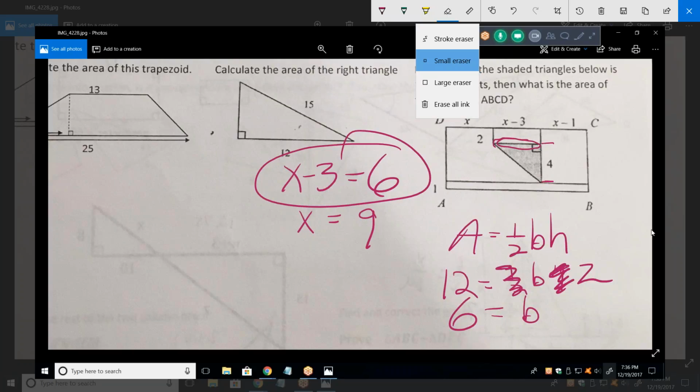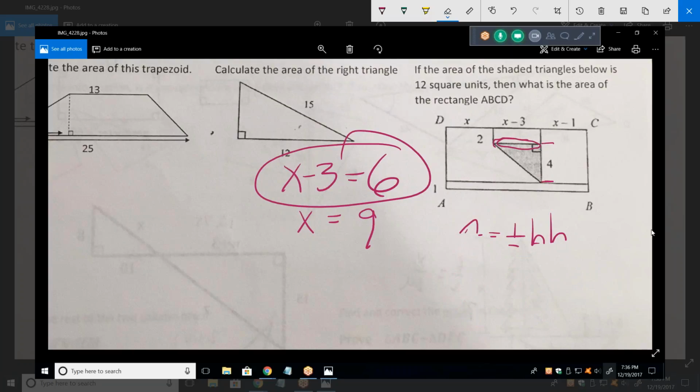So now, do we have everything? Let's see. Let's label some stuff here. So this is 6. That distance. And that 2, I presume, is that little distance there? Yeah. Okay. So now that we've figured out x, all right.